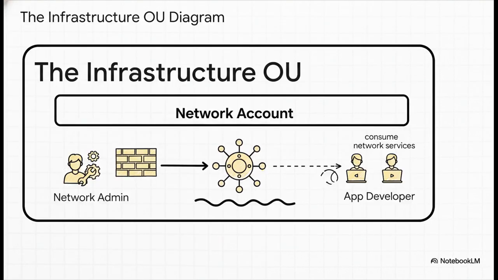Okay, now let's slide over to the infrastructure OU. This is home to the network account. This is where you manage all your centralized networking gear. Things like your transit gateways, your firewalls, all the stuff that every other account needs to use. This creates a really clean separation of duties between your network team and your application teams who can now just consume the network as a service.